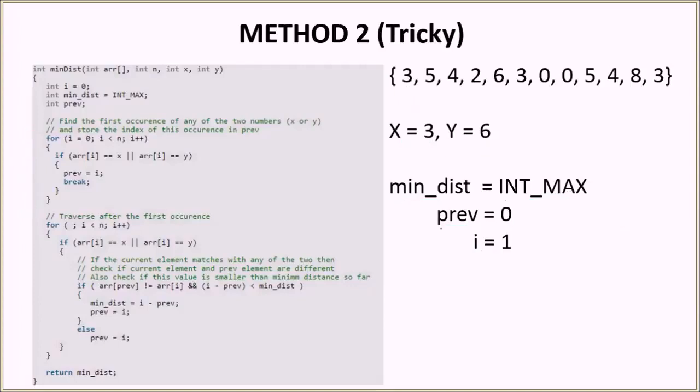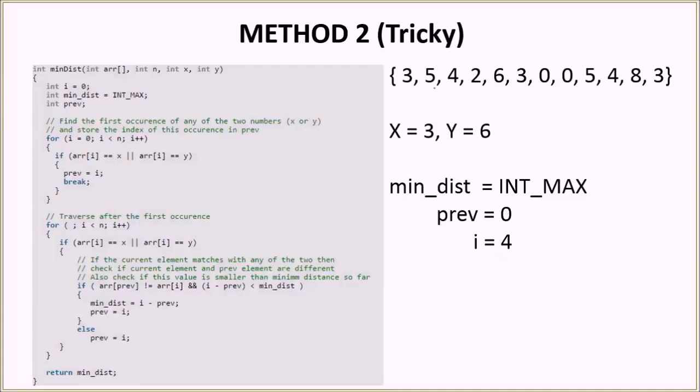Okay, so previous variable is now 0, i equal to 1, so i equal to 1 means this number, and the minimum distance is still int max. Now we are going to start executing this part. So 5 is neither x nor y, so we don't do anything. We just increment the value of i. i becomes 2. We come here. So 4 is neither 3 nor 6, and we'll just increment i to 3. Then we come here. Again 2 is neither 3 nor 6. We again increment the value of i.